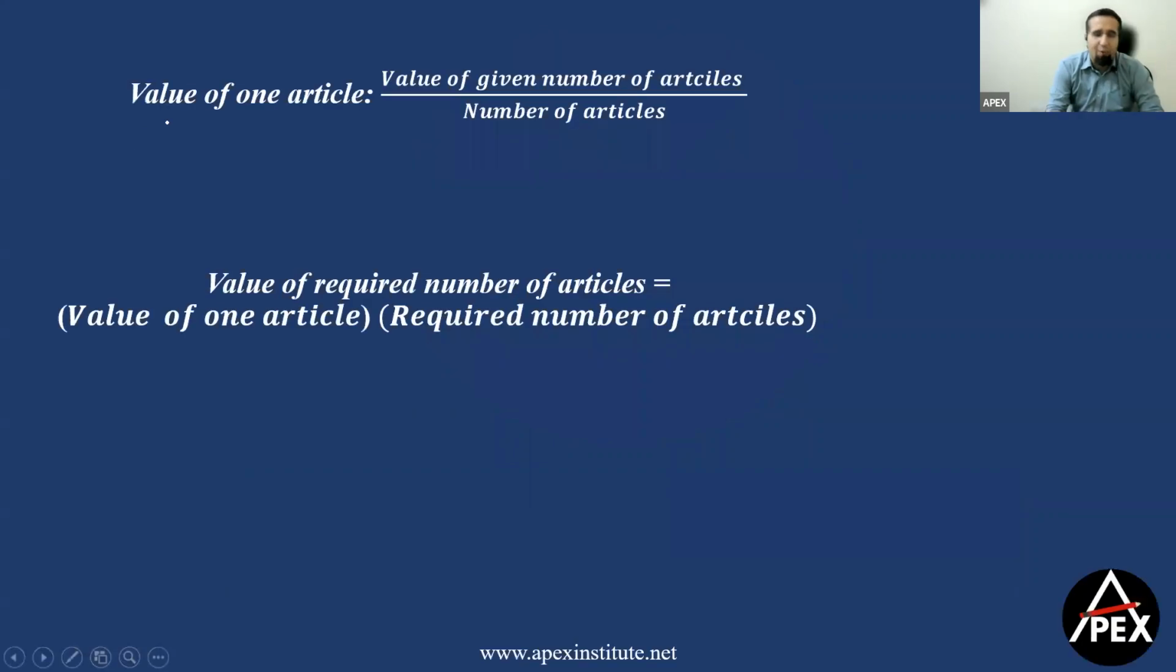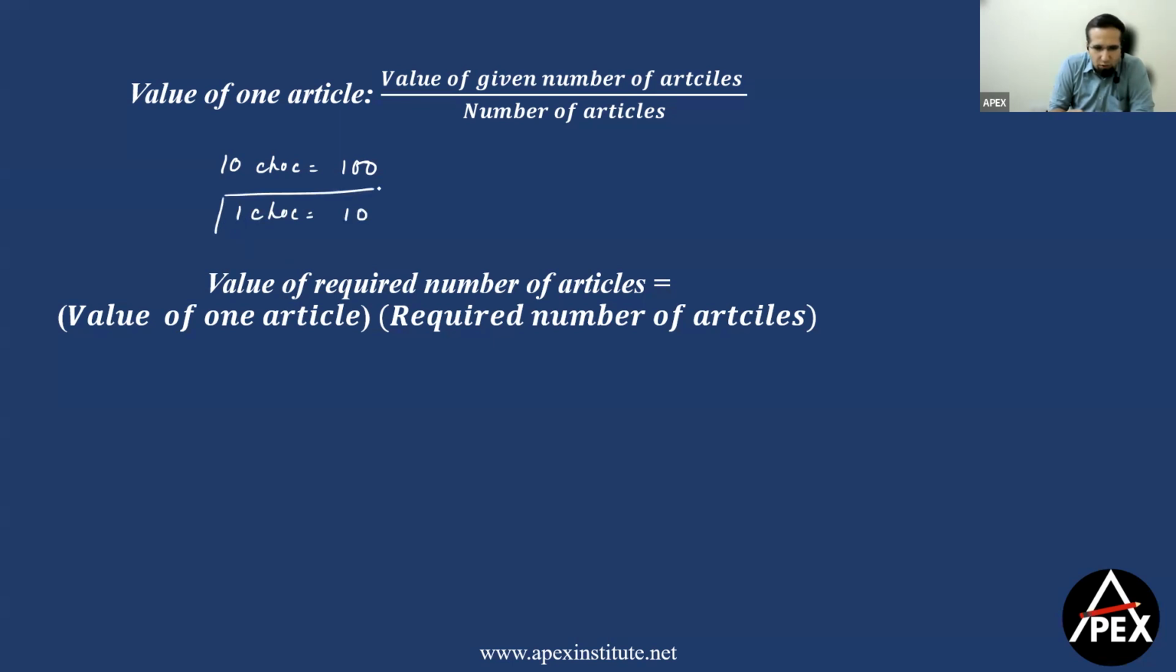Now, in real life, we are aware of how does this work. So let's say cost of one item or the value of one article is equal to value of given number of articles divided by number of articles. Suppose I give you the cost of 10 chocolates is equal to 100 rupees. It's very easy for you to understand the cost of one chocolate is equal to 10 rupees.